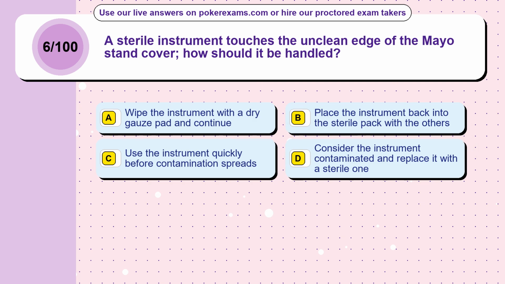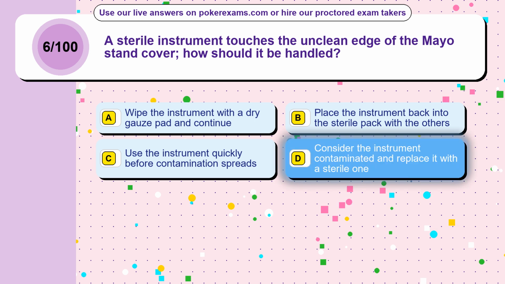Question 6. A sterile instrument touches the unclean edge of the Mayo stand cover. How should it be handled? Option A. Wipe the instrument with a dry gauze pad and continue. Option B. Place the instrument back into the sterile pack with the others. Option C. Use the instrument quickly before contamination spreads. Option D. Consider the instrument contaminated and replace it with a sterile one.